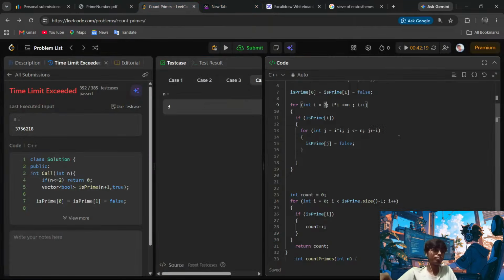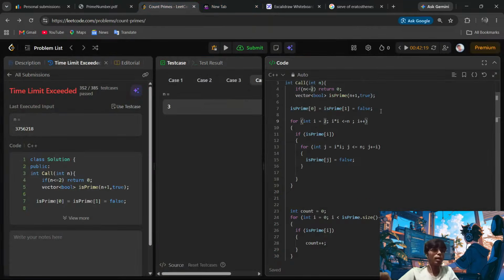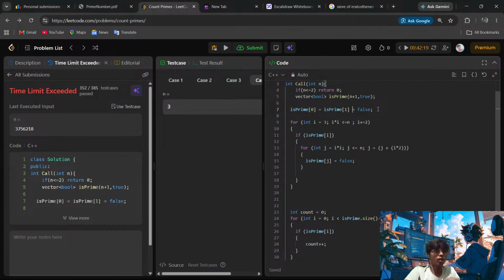Okay, so I will make a little change. I will start it from 3 and take a jump of plus 2. After taking a jump of plus 2, what I also write here is j is equal to j plus i into 2. That's what I will do. And will I have to change anything else? Yeah.